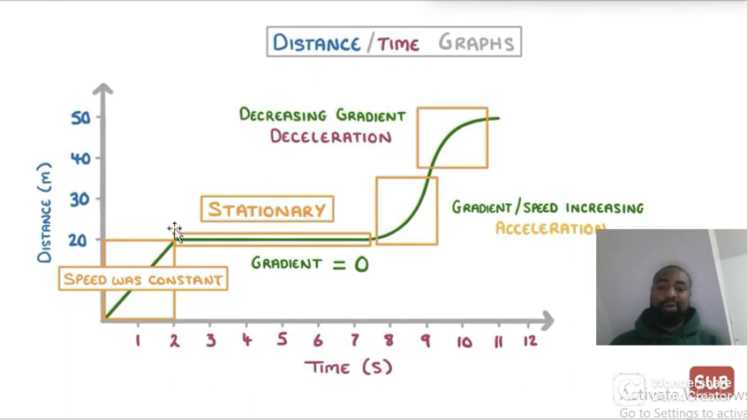Then the second part of this journey, where we have a horizontal straight line, shows that the object is stationary. Whenever you see a horizontal line on a distance time graph, you know that the object is stationary at that point.